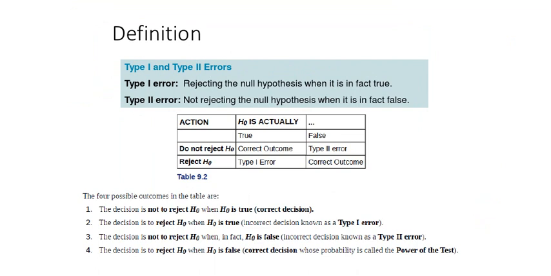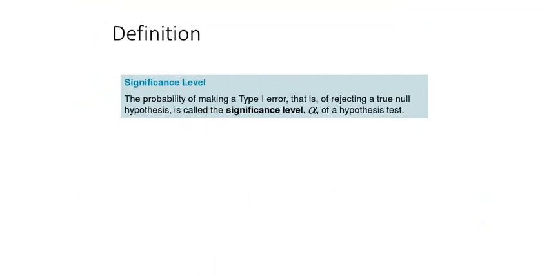And the type of testing we're going to rely on is testing for type 1 errors. So in a level of significance test, we say the probability of making a type 1 error, that is, of rejecting the null hypothesis when it's true, is called the significance level, or alpha, of a hypothesis test.